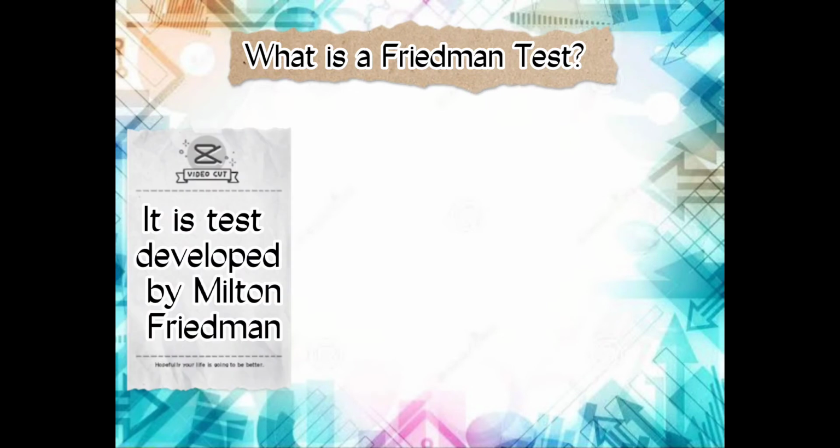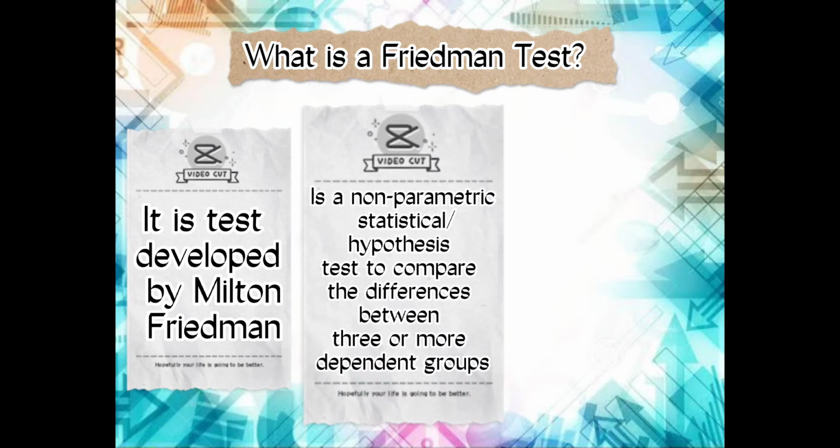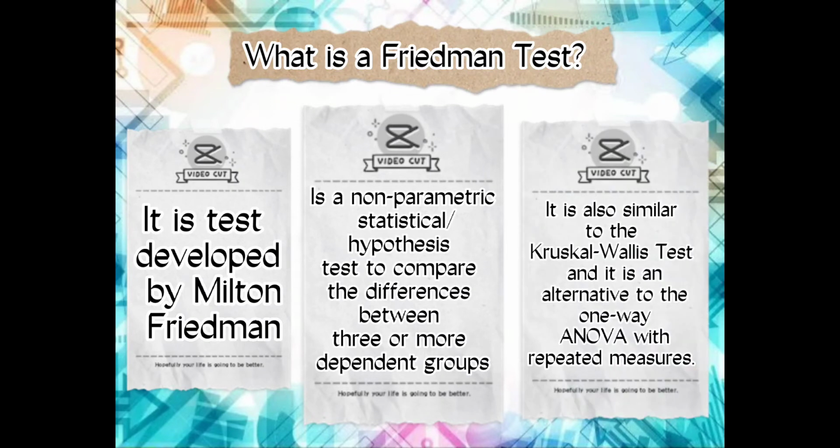What is a Friedman test? It is a test developed by Milton Friedman. It is a non-parametric statistical or hypothesis test to compare the differences between three or more dependent groups. It is also similar to the Kruskal-Wallis test, and it is an alternative to the one-way ANOVA with repeated measures.